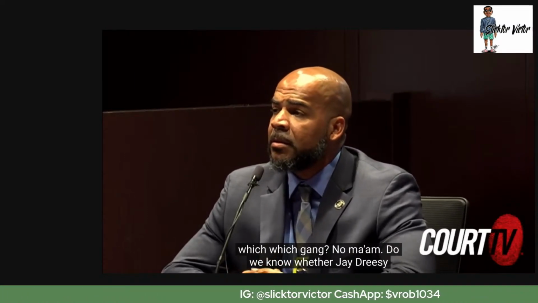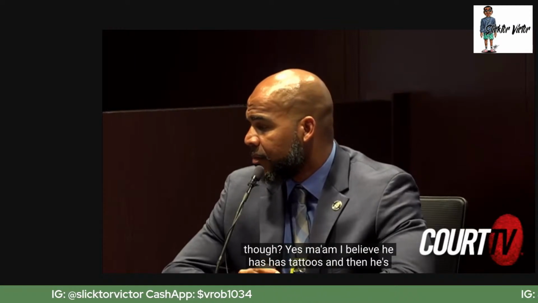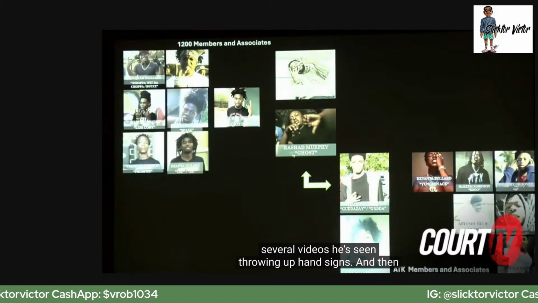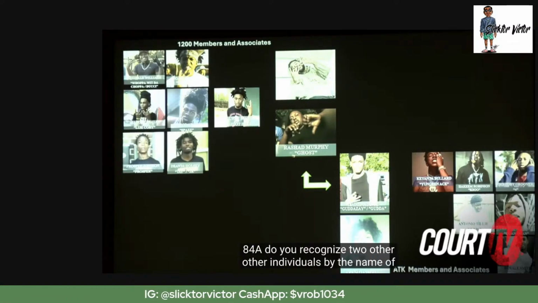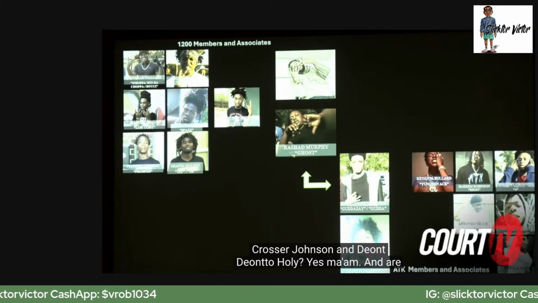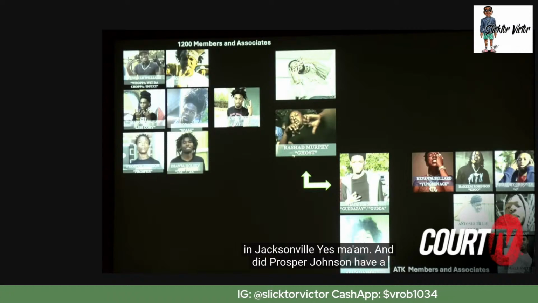And then also in the depiction on the left of 84A, do you recognize two other individuals by the name of Prosper Johnson and Deonta Holsey? Yes, ma'am. And are those individuals who have lost their life in Jacksonville? Yes, ma'am. And did Prosper Johnson have a nickname that he went by? He went by just Prosper. And did Deonta Holsey have a nickname? He did. He went by either Tay or Junior.